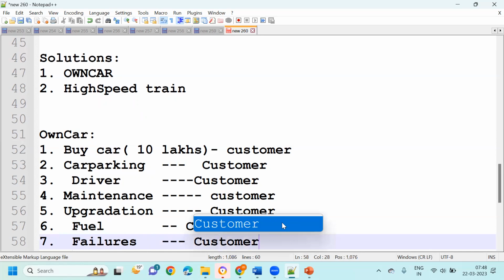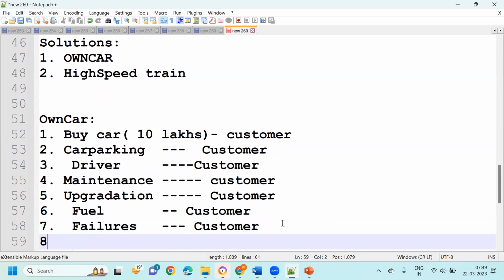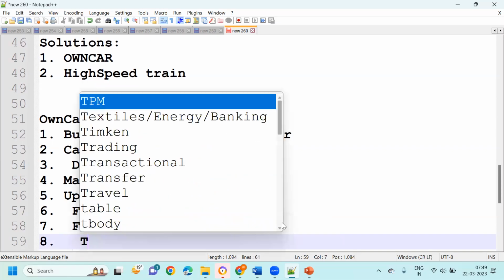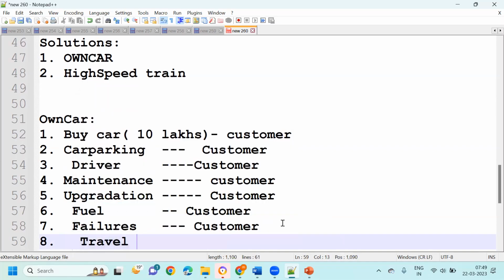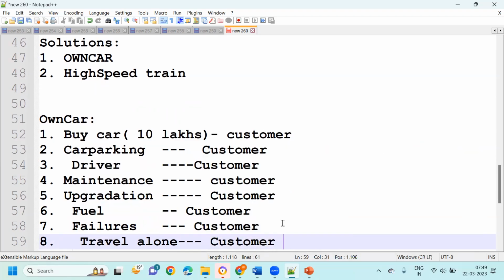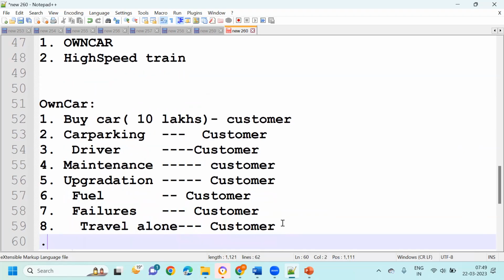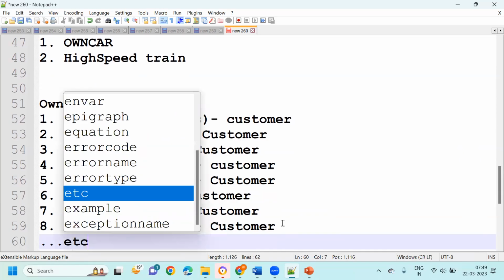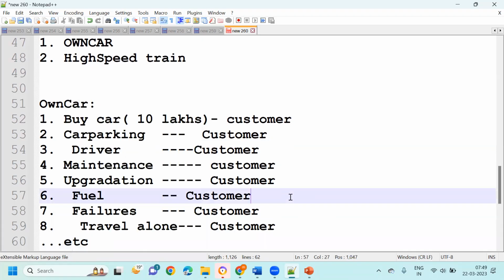Are you getting it? Even if you travel alone daily, the cost is the same, and that also the customer has to spend, correct? Like that, we have n number of things. For each and everything, you need to spend the amount. Am I correct, guys? Are you clear on this one? Yes, sir.